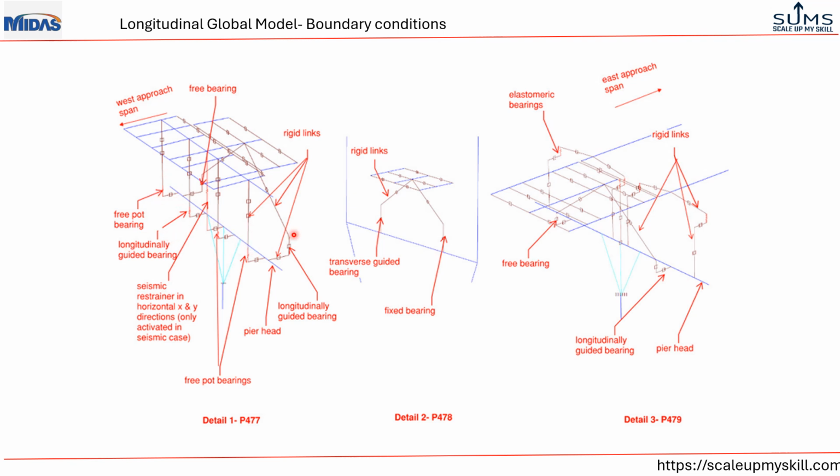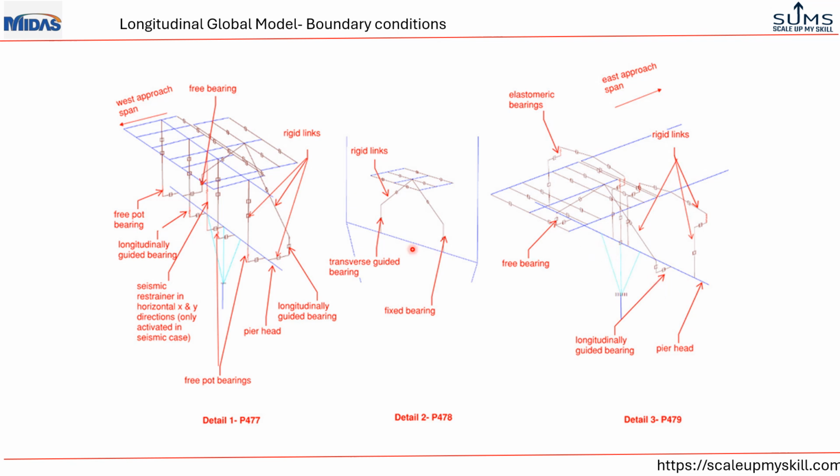On the other side, where the cable stayed portion of the bridge is, there are two bearings. One is a longitudinal guided bearing and another is a free bearing. In the same way, each approach also has one free bearing and one longitudinal guided bearing.